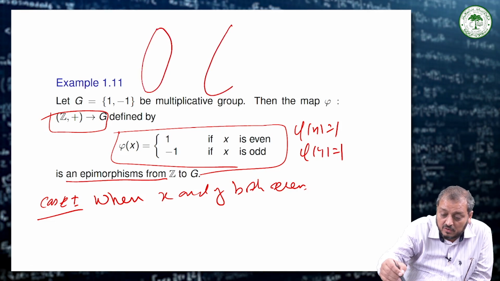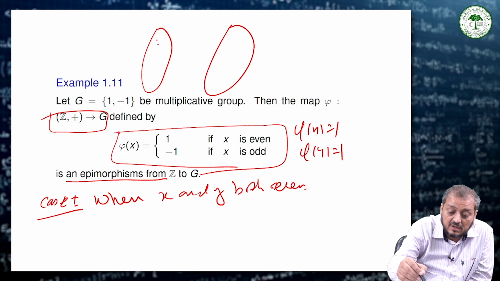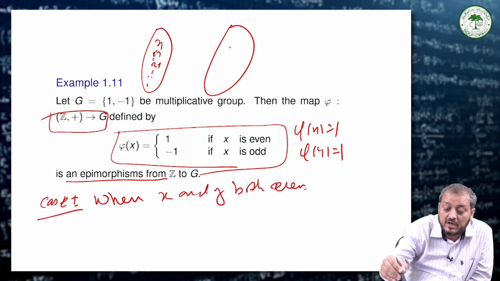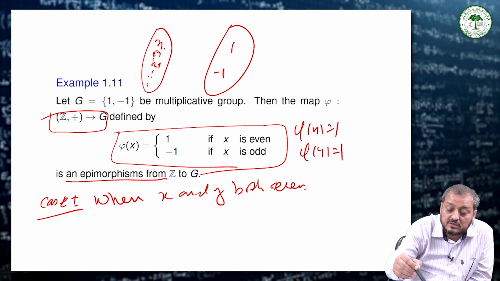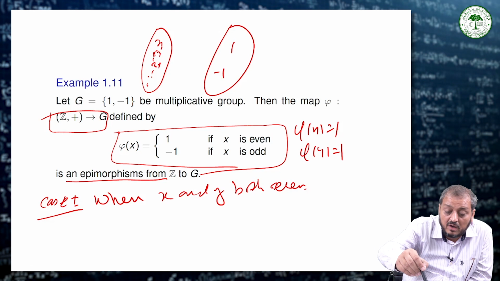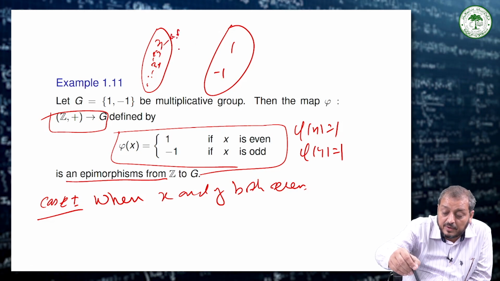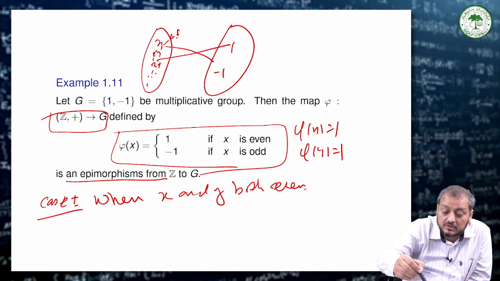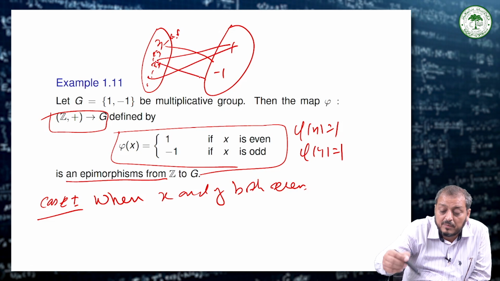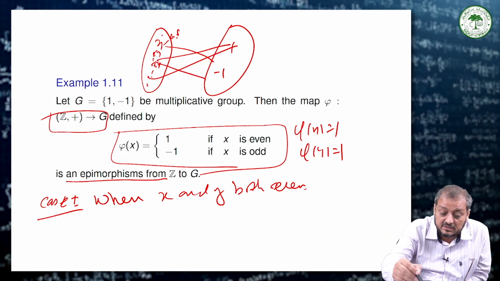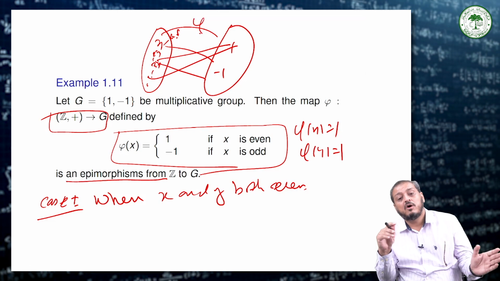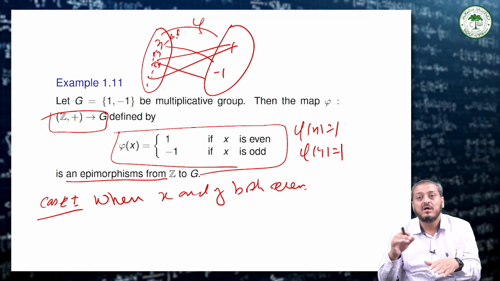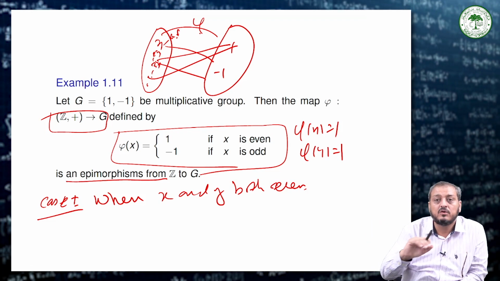So this map is defined in this form. We have x, 2x, 3x and so on, and you have only 1 and -1. If x is odd, it is mapped to -1, and if it is even, it is mapped to 1. So all the odds are mapped to -1, and if it is even, then we map to 1.